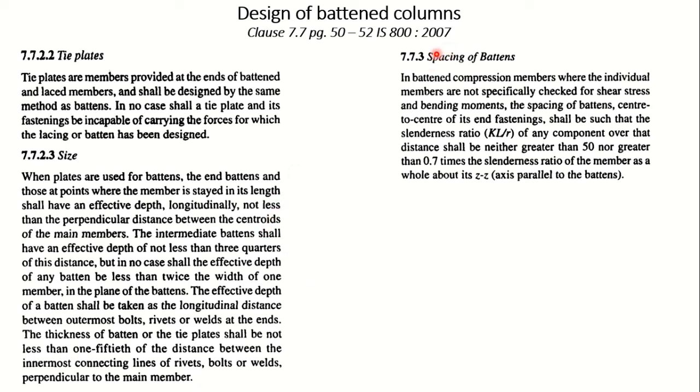Now, spacing of the battens. In batten compression members where individual members are not specifically checked for shear stress and bending moments, the spacing of the battens, or the center to center distance of its end fastening, shall be such that the slenderness ratio of any component over that distance shall neither be greater than 50 nor greater than 0.7 times the slenderness ratio of the member as a whole. This is what we did for the lacing system. If you consider the clear distance between the two batten plates and calculate the slenderness ratio for that distance, it shall not exceed 50 or be more than 0.7 times the worst slenderness ratio.